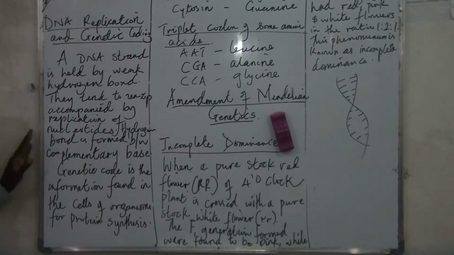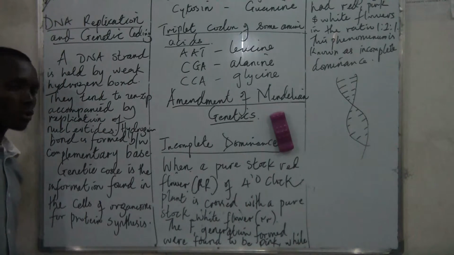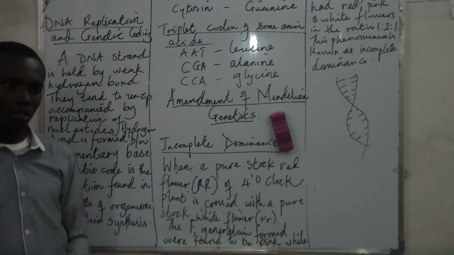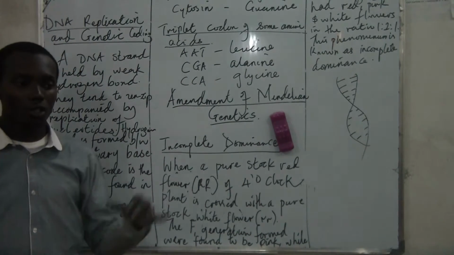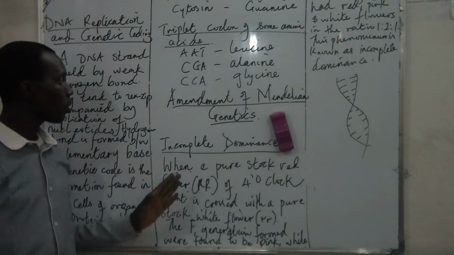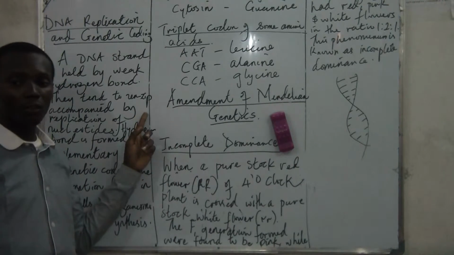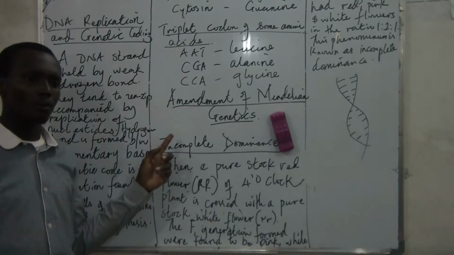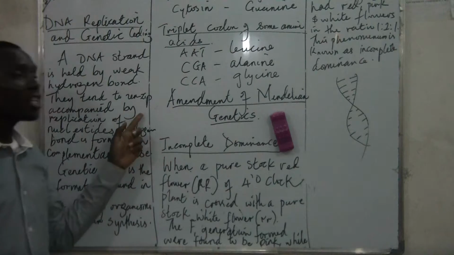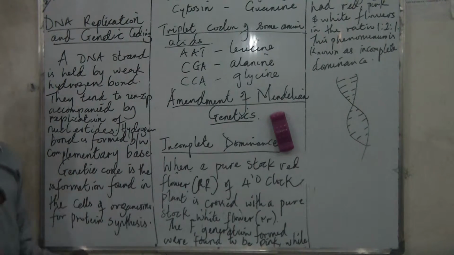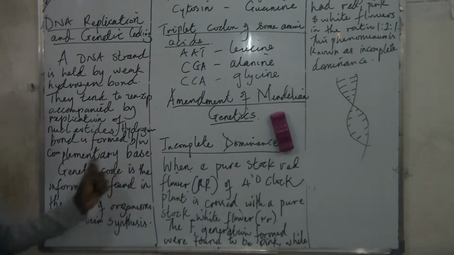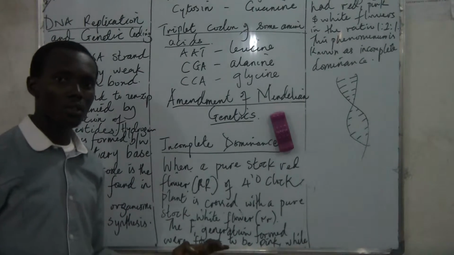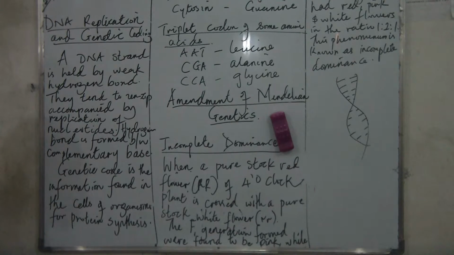They tend to unzip, accompanied by replication of nucleotides, during meiosis. Meiosis, which is what? Reduction division. There is a tendency of the nucleotides that are formed to unzip. When the DNA unzips, the nucleotides recombine themselves and it leads to the formation of two DNA strands. That is how DNA replication happens in any living tissue.